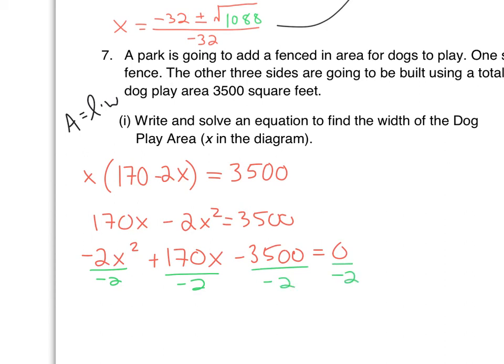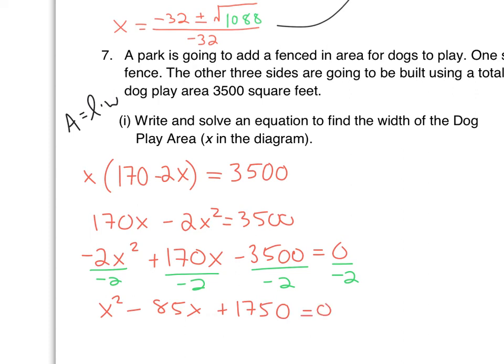And even though it doesn't matter, because it doesn't change it, I'm even going to do it to that 0 as well. So it's going to be x squared, minus 85x, right? 170 divided by negative 2 is minus 85. And then 3,500 divided by negative 2 is 1,750, and that's equal to 0. All right, so there's that.